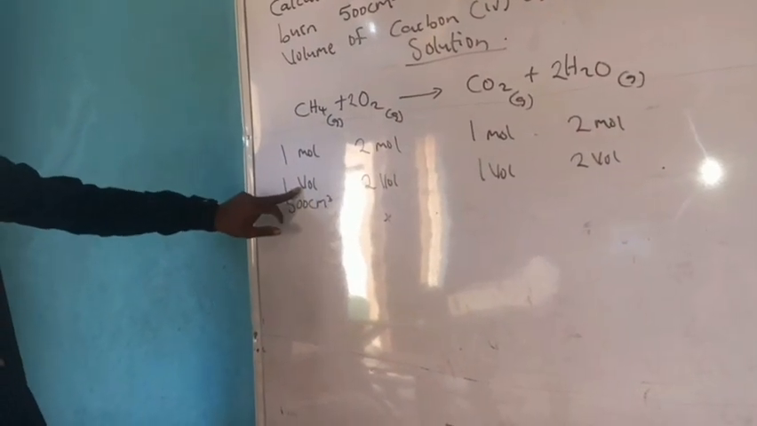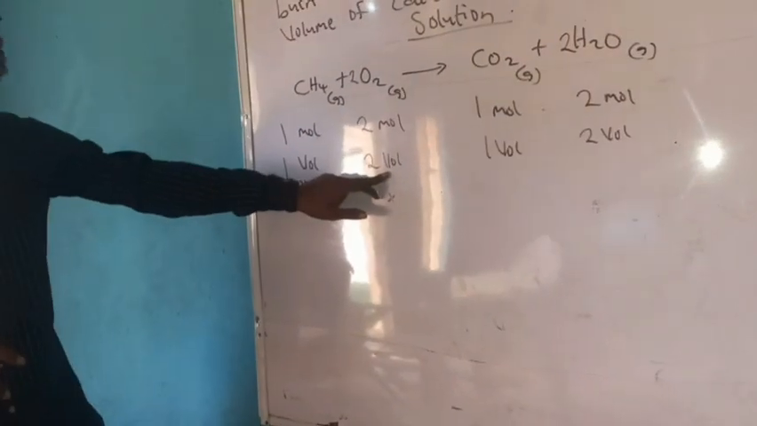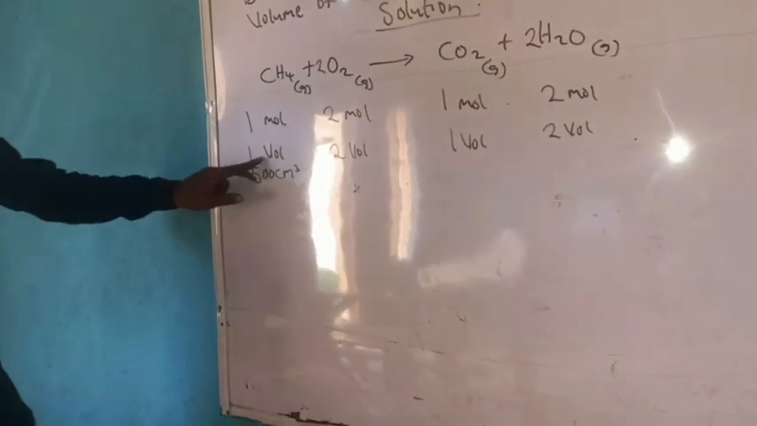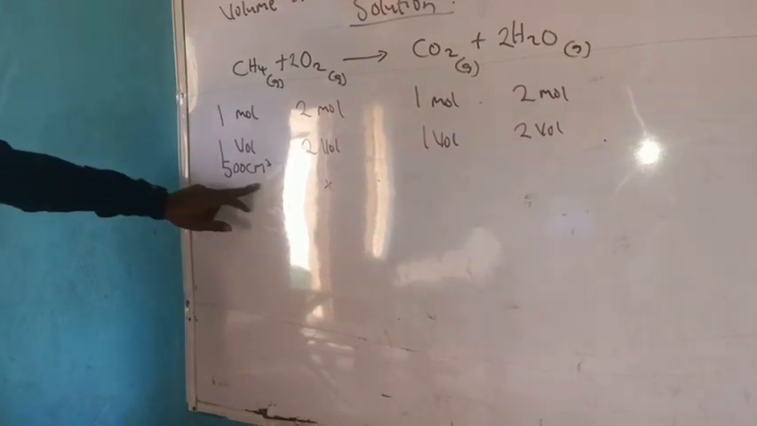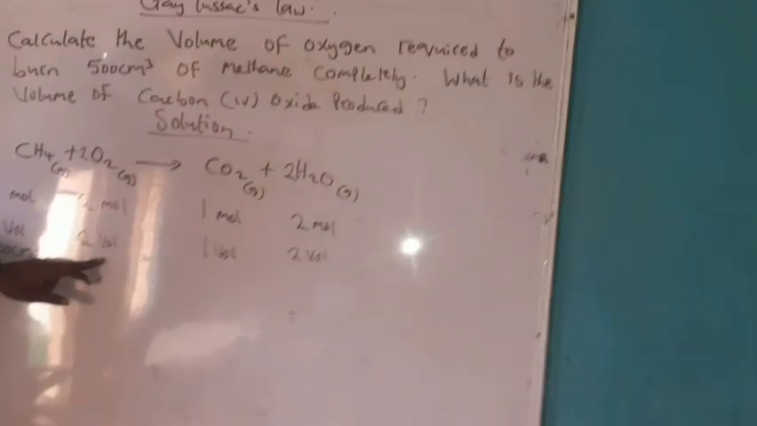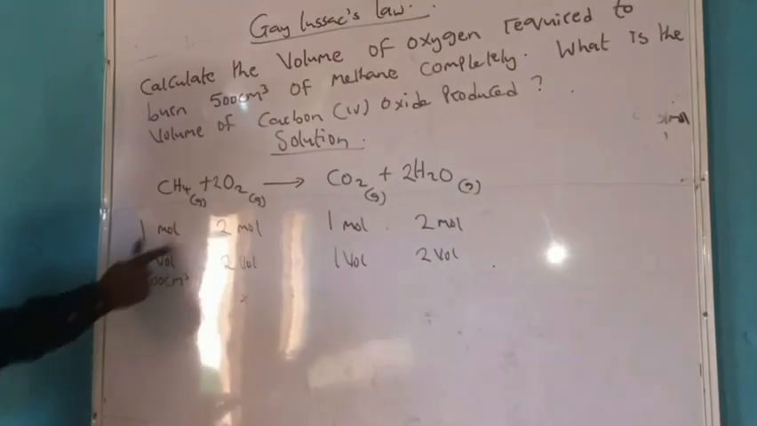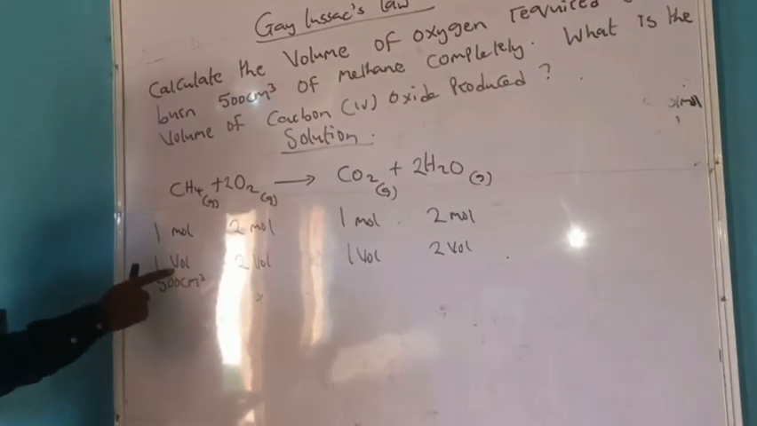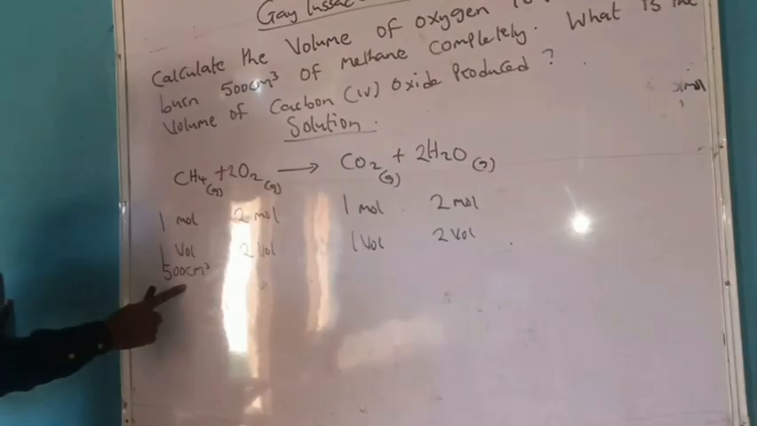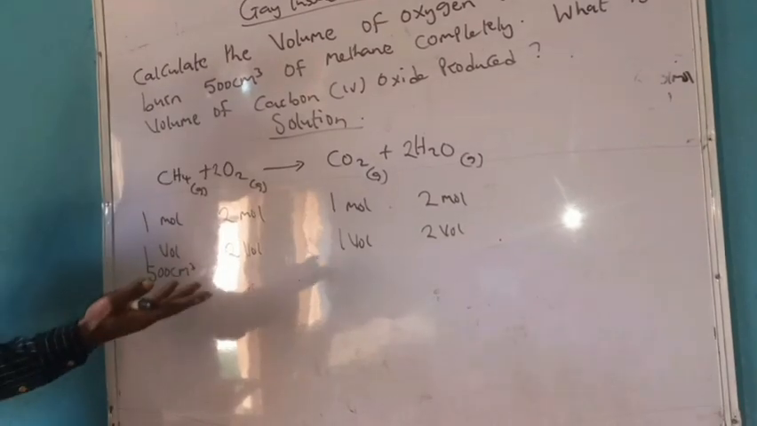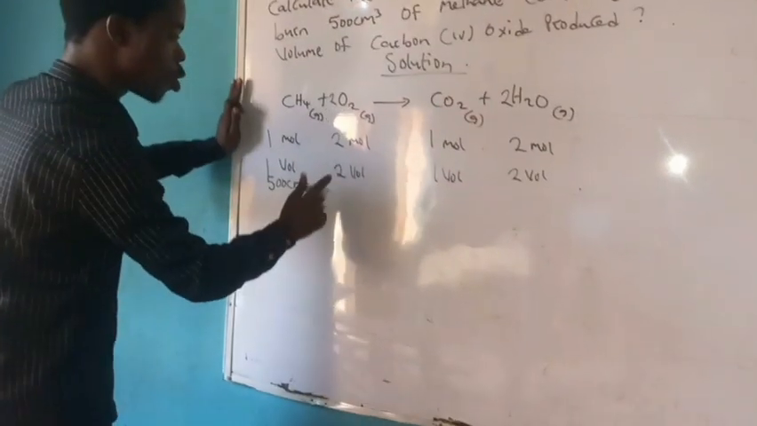If 1 volume of methane, we need 2 volume of oxygen before a reaction occurs. Now look at it. 500 centimeter cube of methane, we need how many volume of oxygen? Definitely 1,000. This is 1:2. For this reaction to occur, 1 volume of methane must react with 2 volume of oxygen. And the 500 centimeter cube of methane given is half of it. Yes or no? And then the volume of oxygen needed to react is what?